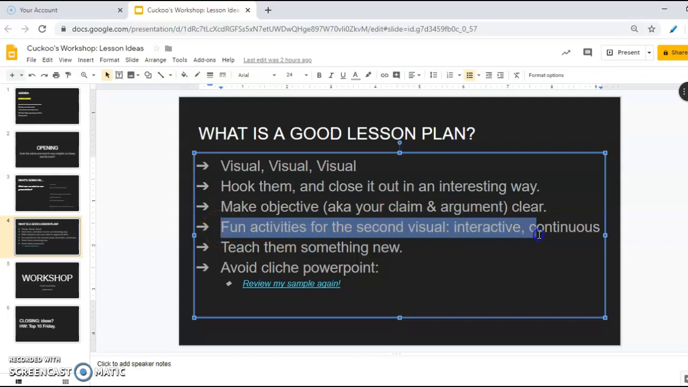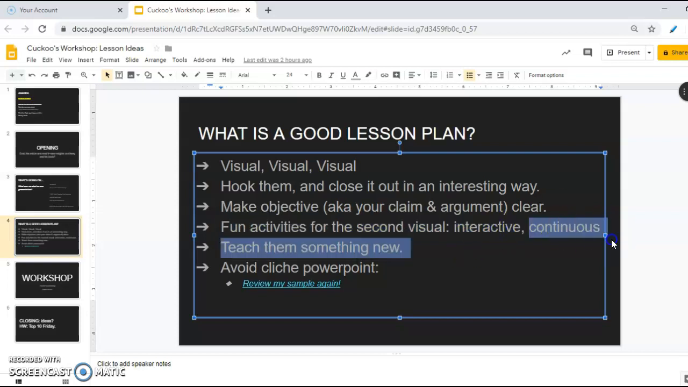And then finally, you have to have a second visual. A lot of kids do slideshow and they'll do like a handout. You don't necessarily have to do that, but I do want you to think about an interactive visual and also something that might be continuous, like you might use it as the intro and the closing activity. You might reference it throughout.